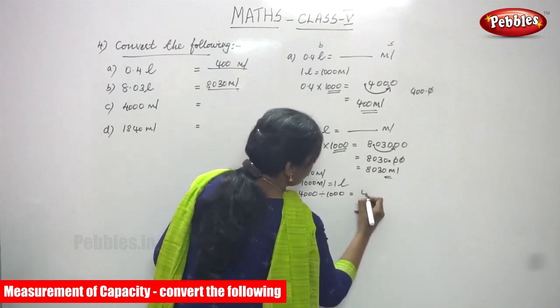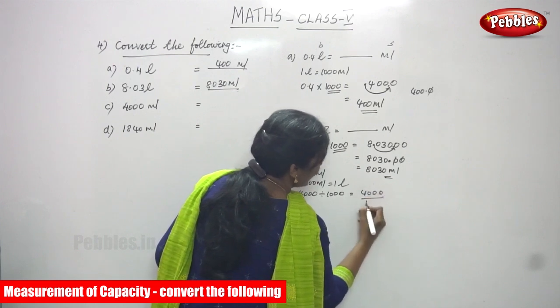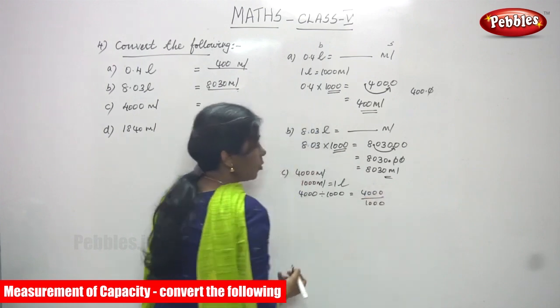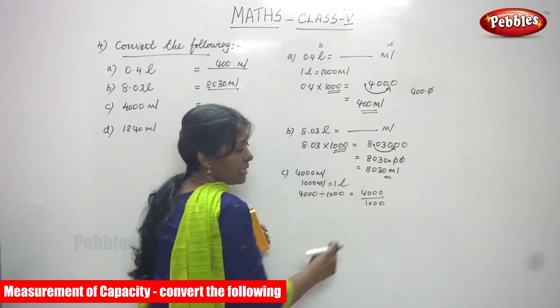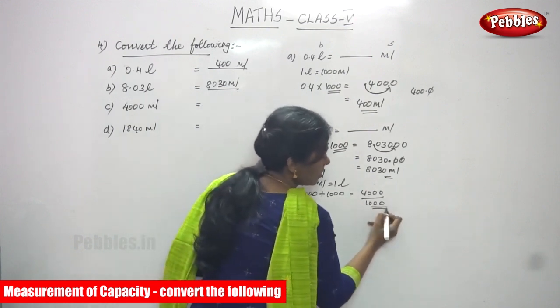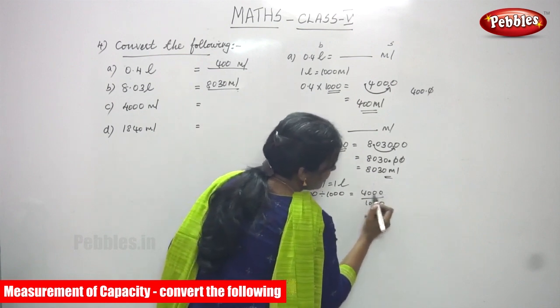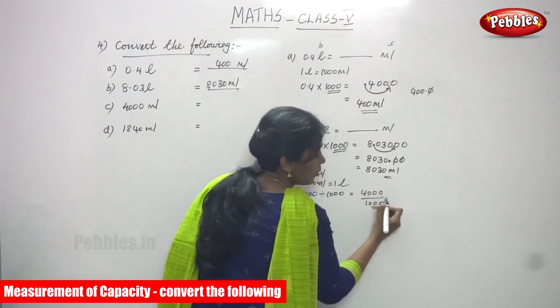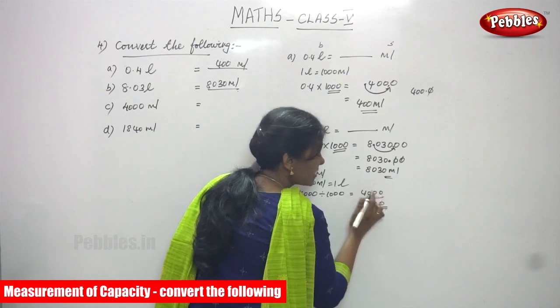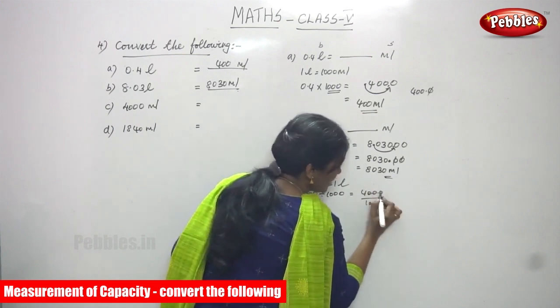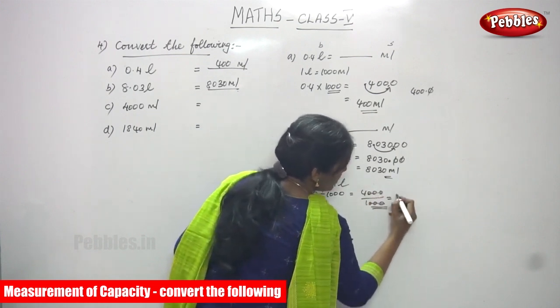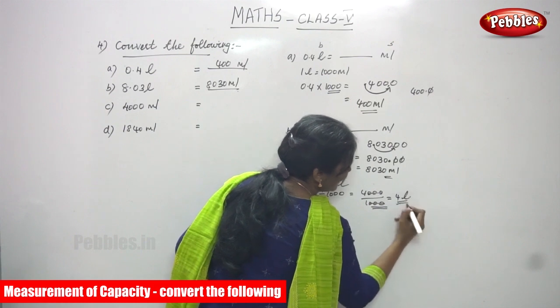So what are you going to do? 4000 divided by 1000. So from the right you have to see how many zeros in 1000? 3. Okay, 3 zeros. So you must what? Take over the 1, 2, 3. You must just cancel all the zeros. So what? 4 divided by 1? 4. That means 4 liter.